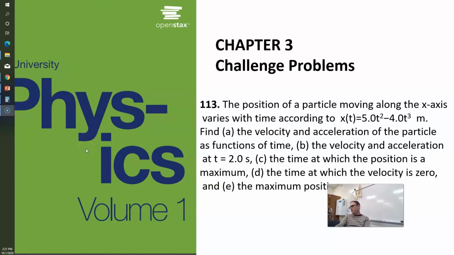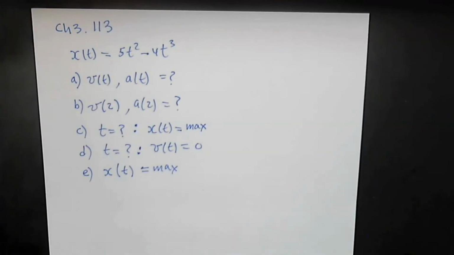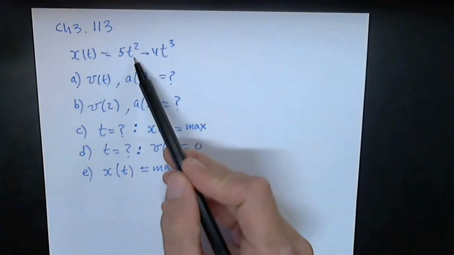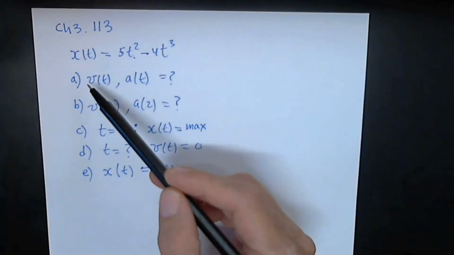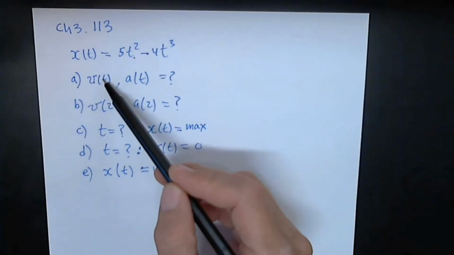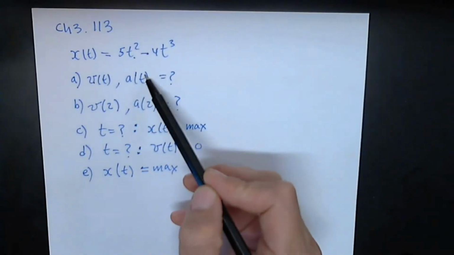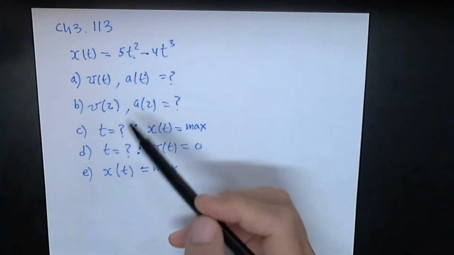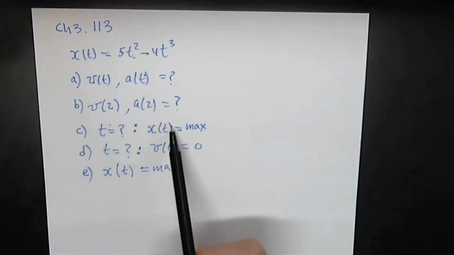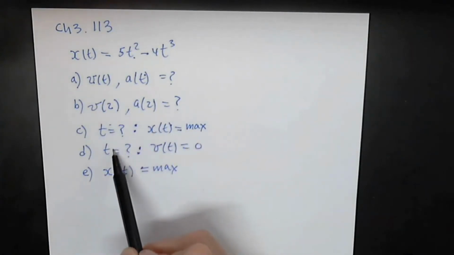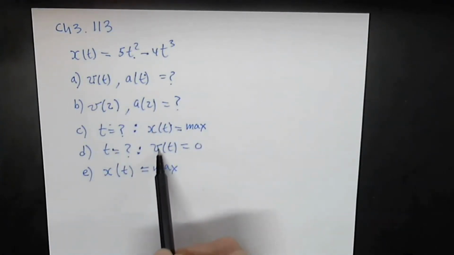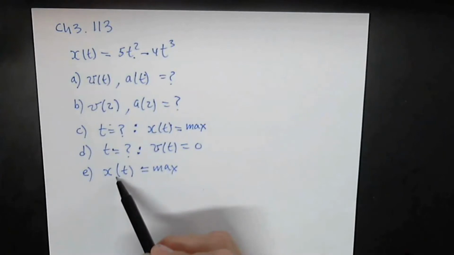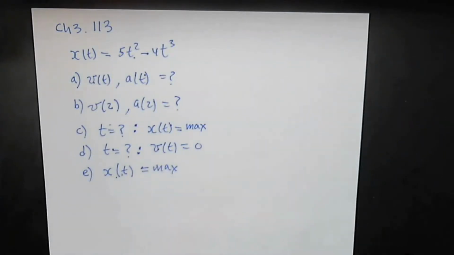Now pause the video and try to solve. So this is the problem. This is what is given. Find the velocity as a function of time, the acceleration as a function of time, the velocity at 2 seconds, the acceleration at 2 seconds, the time when x is maximum, the time when the velocity is 0, and what is the maximum value of x.